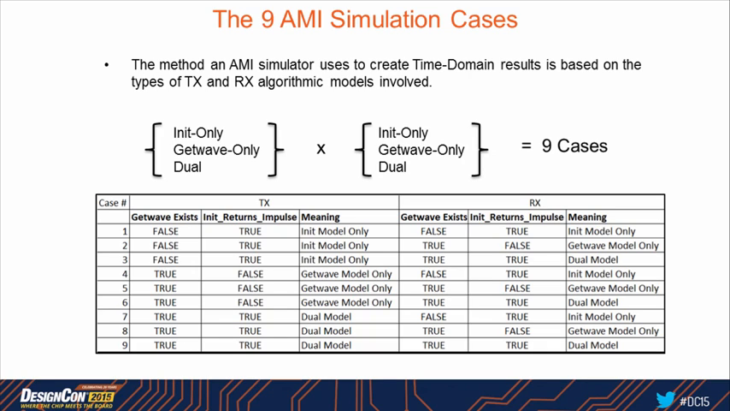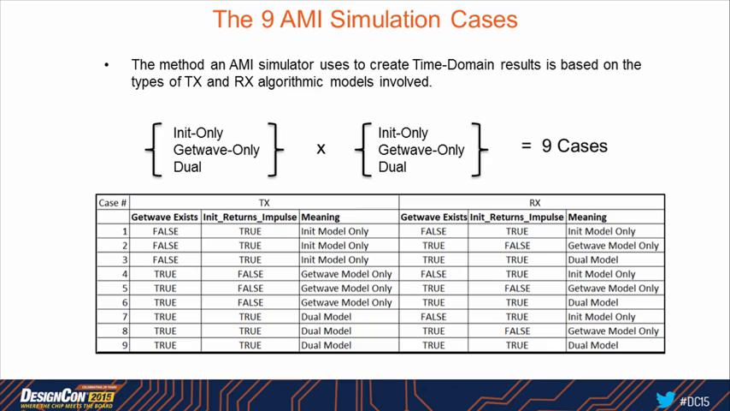So now what happens is that when we go to run a simulation, the simulator has a transmit model and it has a receive model in the same channel. And there's no guarantee that these two models will be of the same type. If one's Init only, there's no guarantee that the other one will be the same. And so consequently, what the simulator has to do is look at the mix of the models that are involved. And we just talked about the fact that an individual model can be any one of three cases. So if we have a TX and an RX, 3 times 3 is 9, and there are 9 unique cases or combinations of transmit and receive model that the simulator can be required to handle.